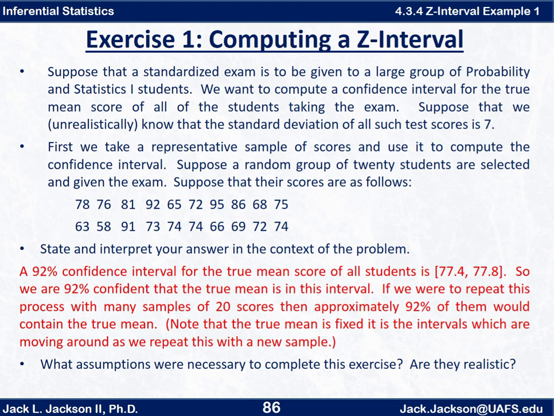A random group of 20 students were selected and given the exam, and these are their scores. State and interpret your answer in the context of the problem. Well, we would say a 92% confidence interval for the true mean score of all students is 77.4 to 77.8. So we are 92% confident that the true mean is in this interval.